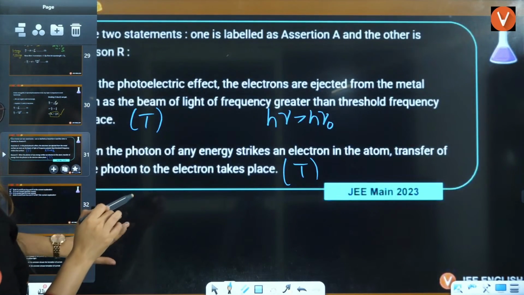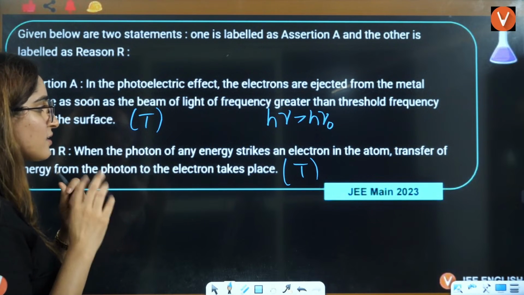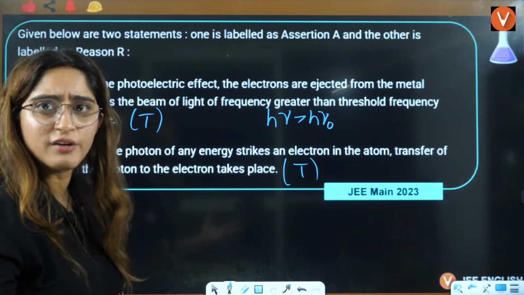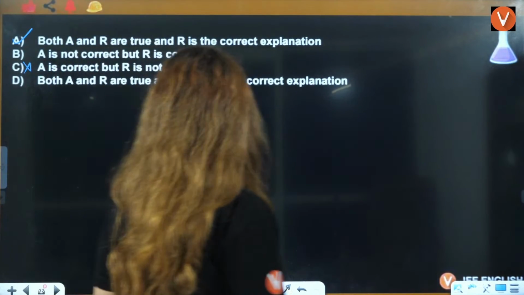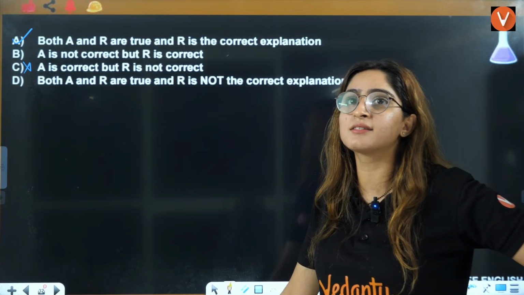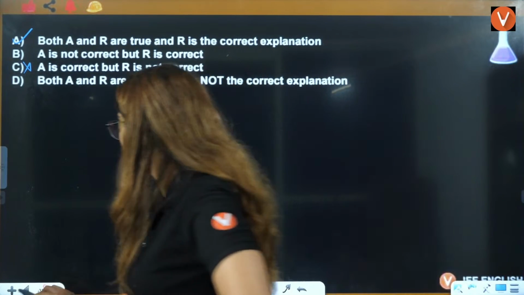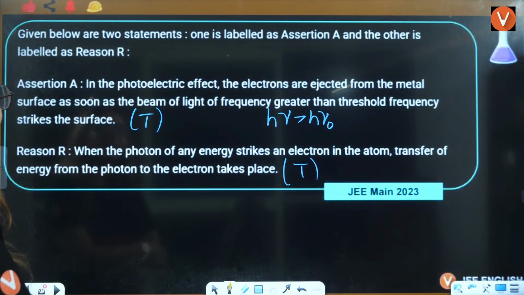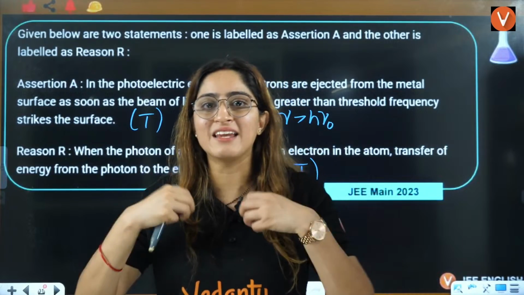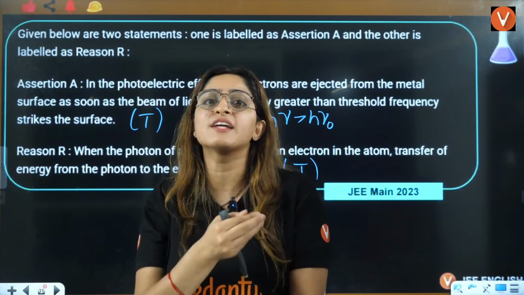Because when the photon of any energy strikes the electron in an atom, transfer of energy from photon to electron takes place. Yes, energy transfers here. So the answer might be that both A and R are correct, but R is not the reason. They are not the correct explanation. Because if you ask about the correct explanation, why electrons are ejected from the metal as soon as the beam strikes. No, they are giving the reason here. They are giving the reason as well. So why is the electron ejected? Because the energy transferred is to that level that it can get ejected, right?